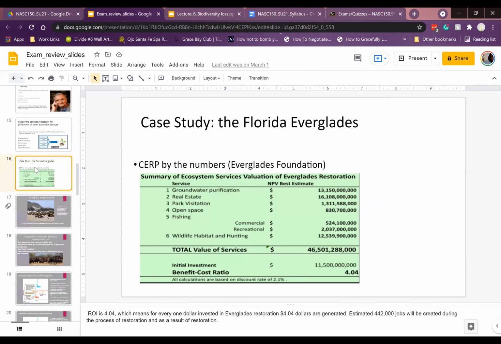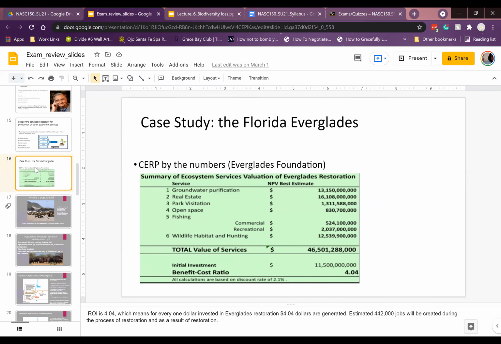There's a short answer question about the Florida Everglades and about this slide, about the return on investment, why it's so valuable to the Florida Everglades. Why is the Florida Everglades so valuable, and why is restoring it a good idea? So just to let you know, there is a very valuable thing.